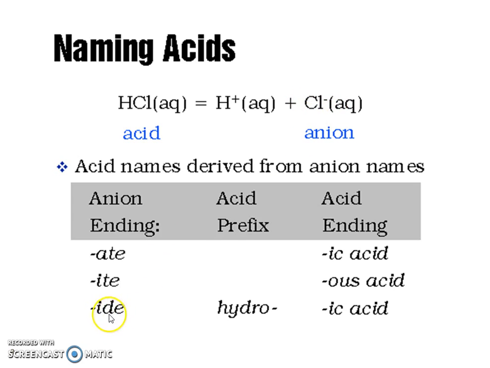So if the ending is chloride, -ide, you're going to name it hydrochloric acid. Okay, so this is hydrochloric acid. The anion ends in -ide, so we're going to do hydrochloric acid. If the ending is -ate or -ite, those are your polyatomic ions. You just need to remember that your -ate polyatomic ions are going to change to -ic acid, and your -ite polyatomic ions are going to change to -ous acid.